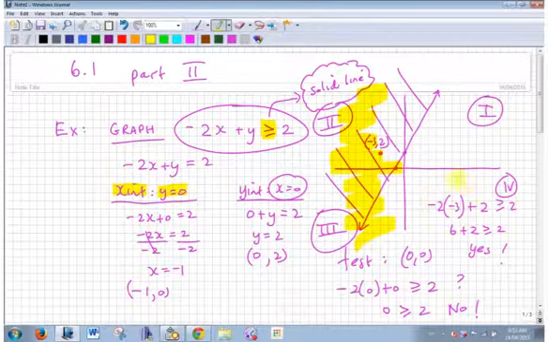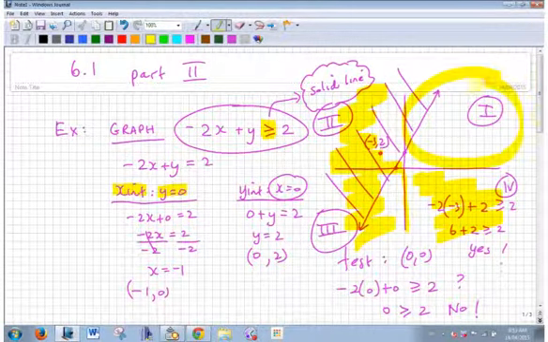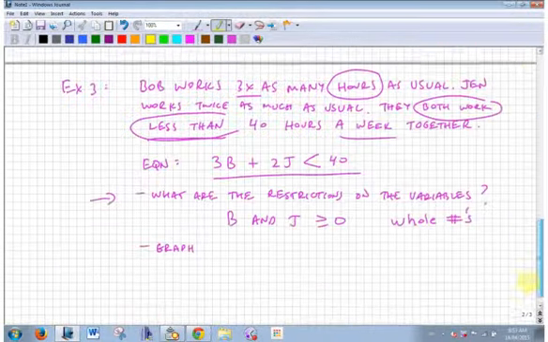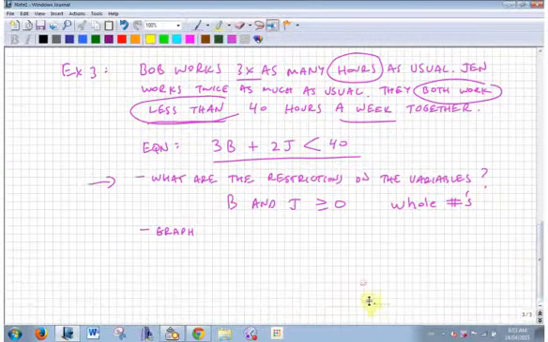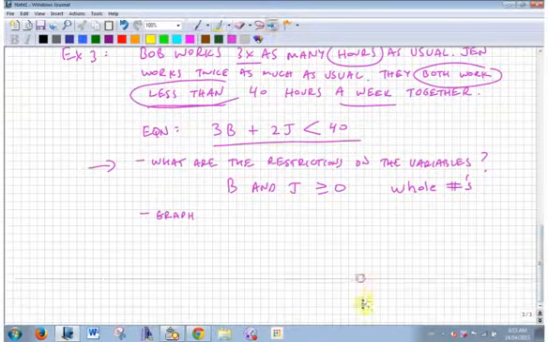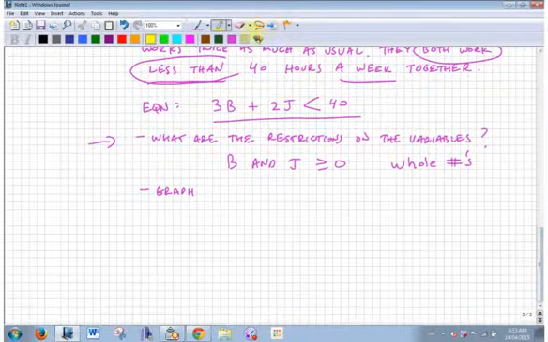Quadrant 4? I got negatives for y, right? I don't have x and y now. I got b and j. The only thing I want is quadrant 1. That's the only thing that makes sense here. So that's the only thing I'm going to graph. And how do I graph this? What are my intercepts?